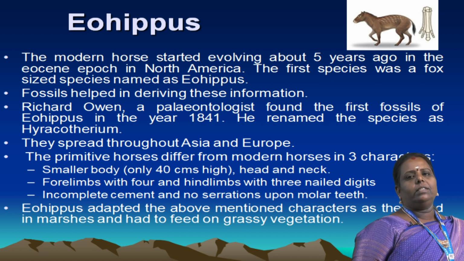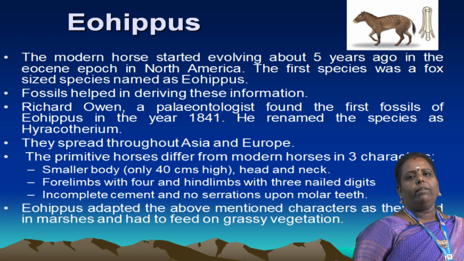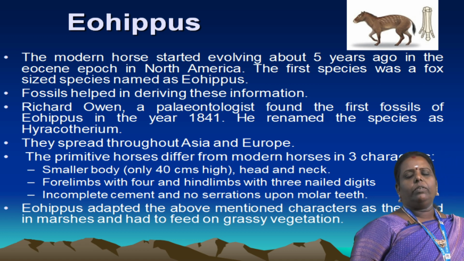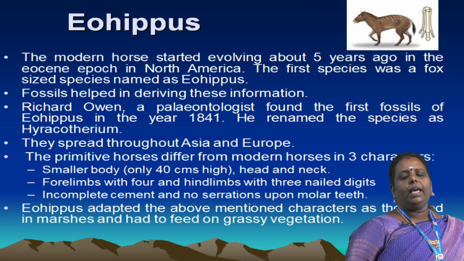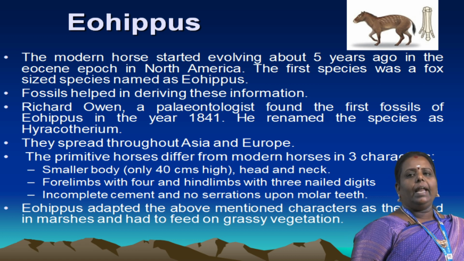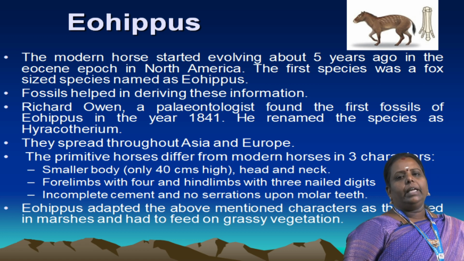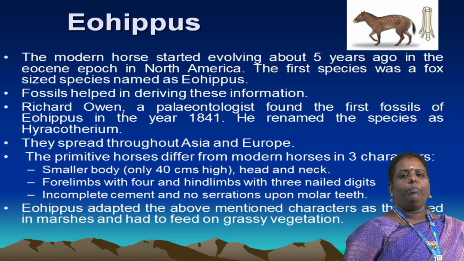One of the scientists, Richard Owen, a paleontologist, found the first fossils. One who studies evolution is called a paleontologist. They mainly identify the fossils of evolutionists. In 1841, he renamed the Eohippus species as Hyracotherium. It spread to Asia and Europe also.